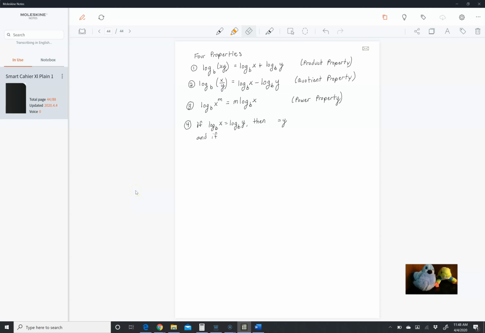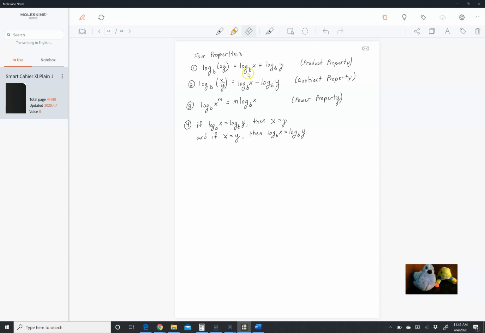And vice versa, if x equals y, then log base b of x equals log base b of y. So it works in both ways. If we know that x is equal to y, then we know that the logs are equal. And if the logs are equal, then we know x equals y. And notice that the bases are always the same, okay?